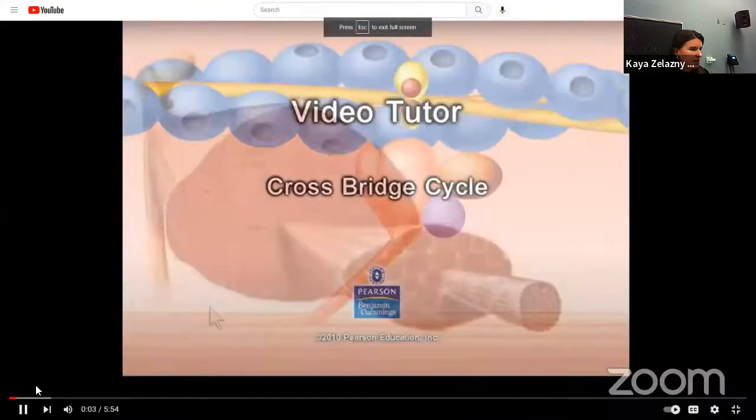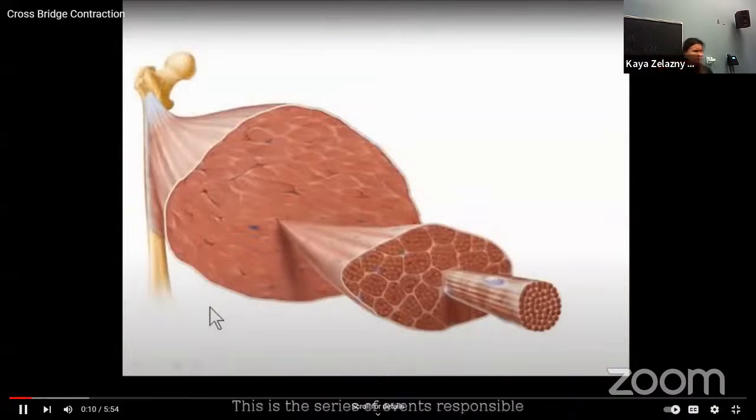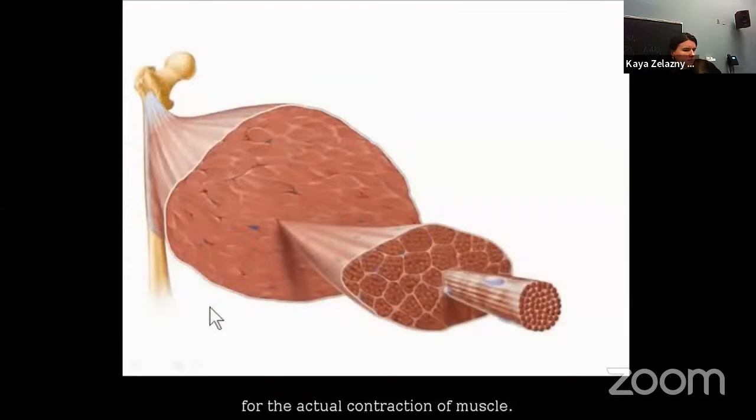So we'll look at this in three-ish D. People trying to explain the events of the cross-bridge cycle. Each of the series of events responsible for the actual contraction of the muscle.